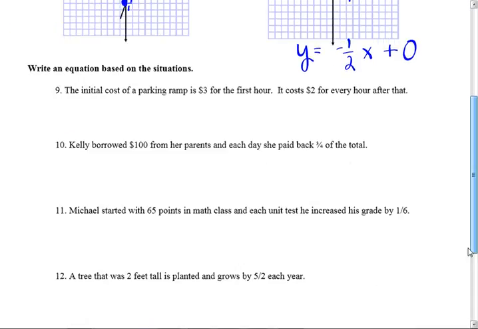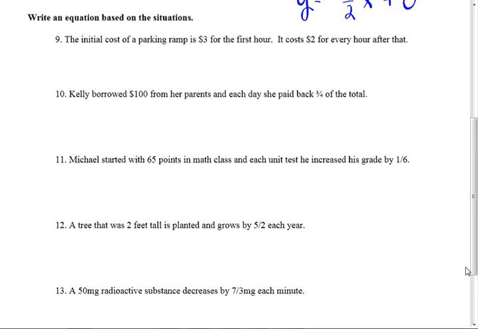This is review. How about these guys? Initial cost of a parking ramp is $3 for the first hour. It costs $2 for every hour after that. It's a little more complicated than what we've done. How much is it going to cost you to park your car? First, it costs you $3 just for the first hour. But after that, it's cheaper. So if you have 1 hour, you'll be up to how much? $4, right? How do you find how much it's going to cost you? What do you want to call hours? It's $2 for every hour, so that's plus what? 2h.